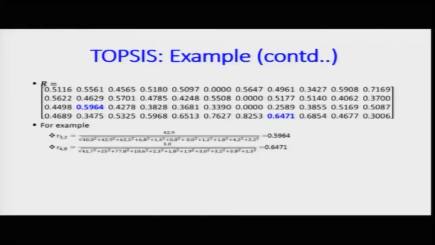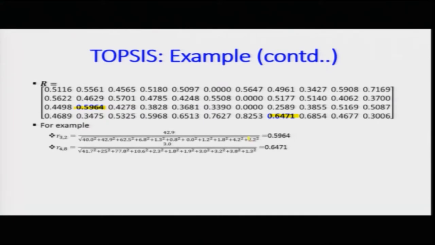Let us look at these two blue points, 0.5964 and 0.6471. If you go back to the last class slides, they were being normalized. You can use either the column or the row concept, and I am doing it along the row. The first values were 40 square, 42.9 square, 62.5 square, 6.8 square, 1.3 square, 0.8 square, 0 square, 1.2 square, 1.8 square, 4.2 square, 2.2 square.